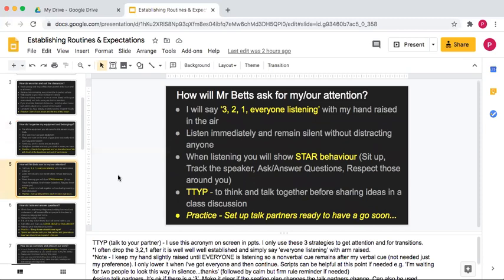This is a really key one. How am I going to ask for their attention? How am I going to get the class attention? I know I've seen this phrase about going from everyone listening to everyone talking back to everyone listening. And how are you going to do that? How are you going to transition between tasks? For me, it's a very simple 3, 2, 1, everyone listening, eyes and ears this way.